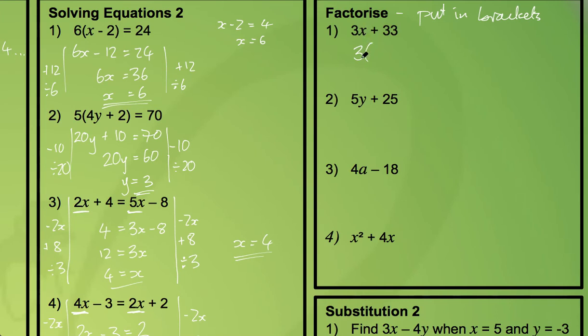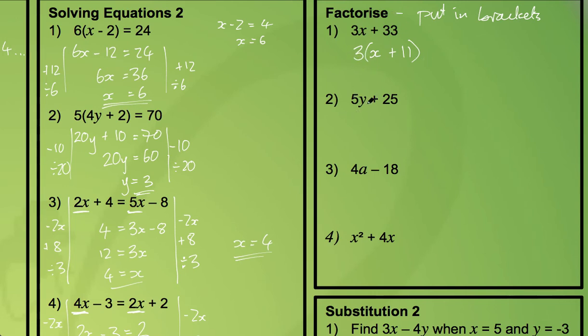What do I need to multiply by to end up with 3x? And the answer is just x. What do I need to multiply by to end up with 33? And the answer is 11. So it's basically take each term and divide it by that factor that we've found.